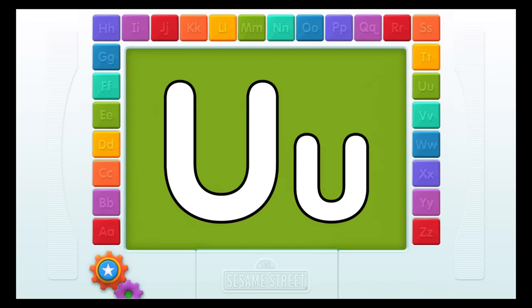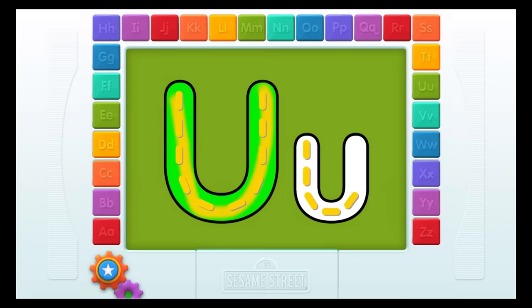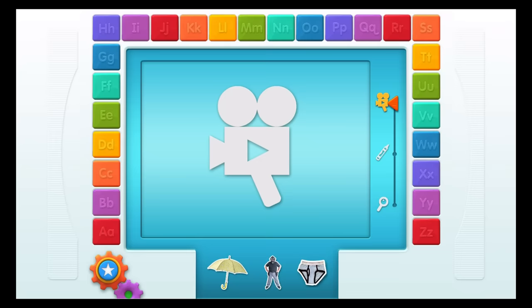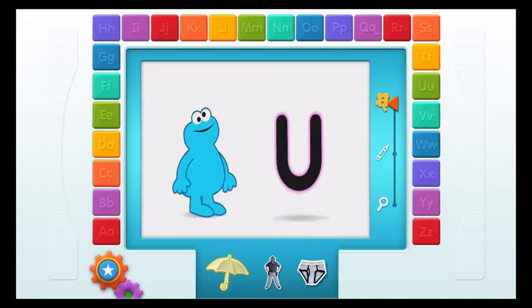U. Elmo loves this letter. Draw the letters with your finger. Very good. Now make the lowercase letter. You made them both! Hooray! Video! Touch something in the blue tray. U! Umbrella!